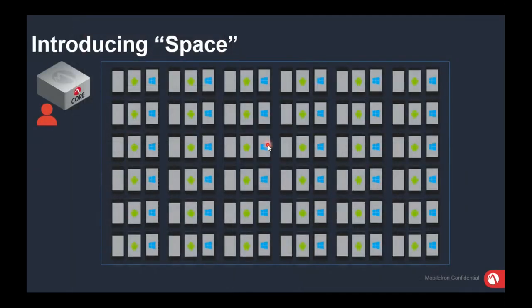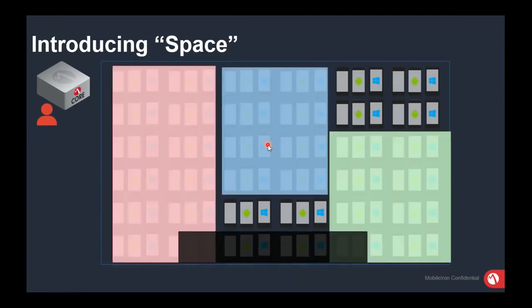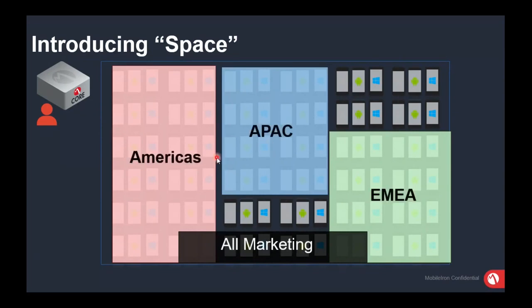And we have something called space. Space is like if you have regions, if you have branches across the region and it has been separated by the geographical location. For example, you have one region in US, one in APAC, and one in EMEA, and you have one marketing team common for all. So you can create spaces for these groups.